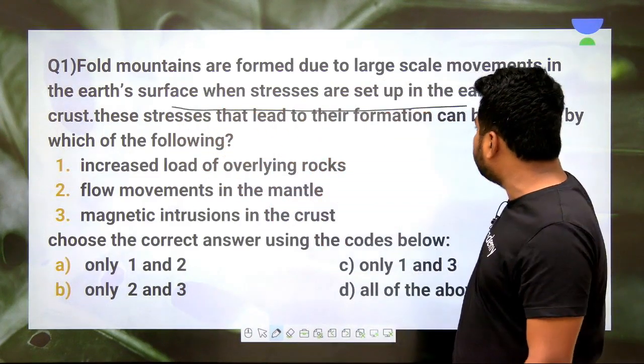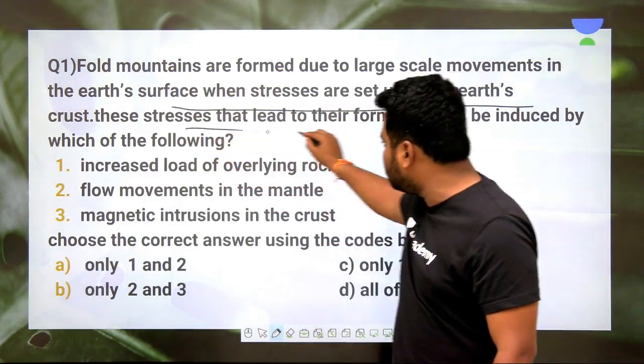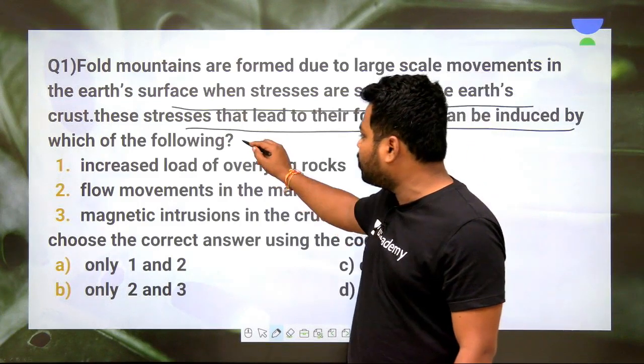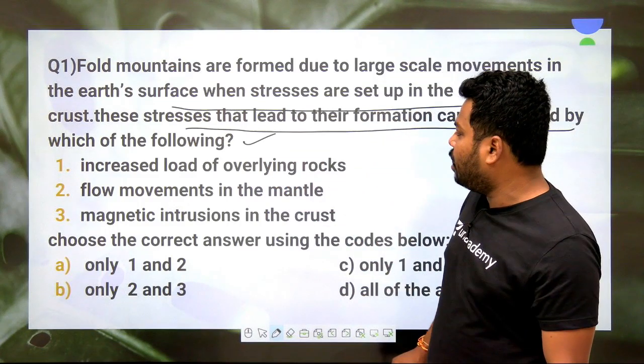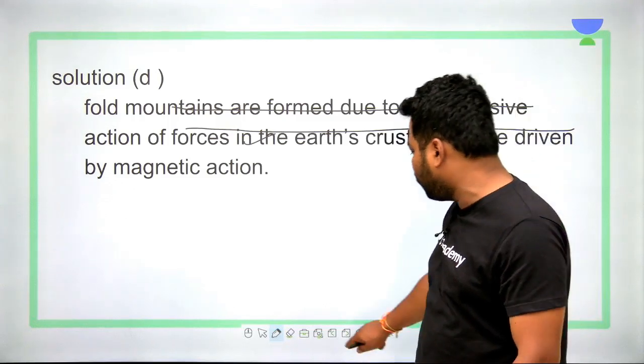So, fold mountains are formed due to large scale earth movements. When stress is set up in the earth's crust, the stresses that lead to their formation can be induced by which of the following? Flow movements in the mantle, magmatic intrusions in the crust. Let's see what fold mountains are first.